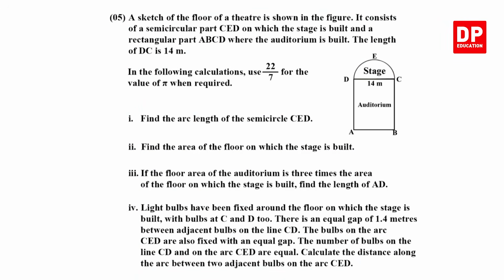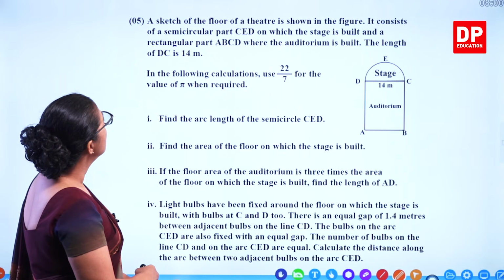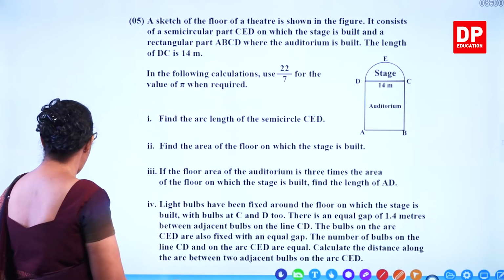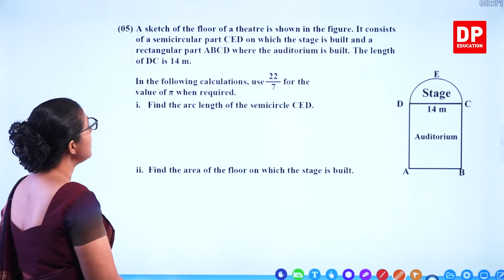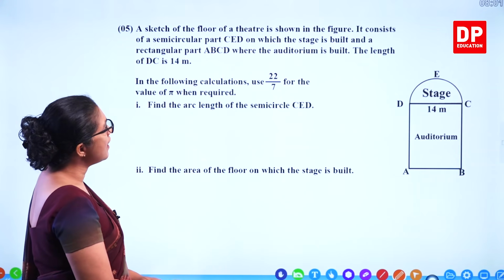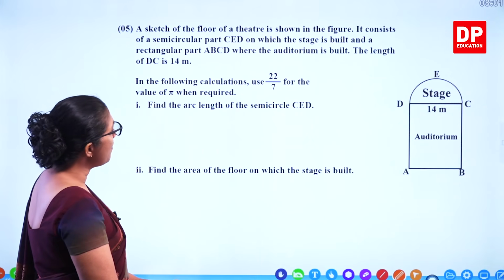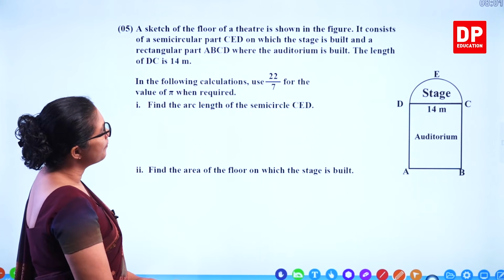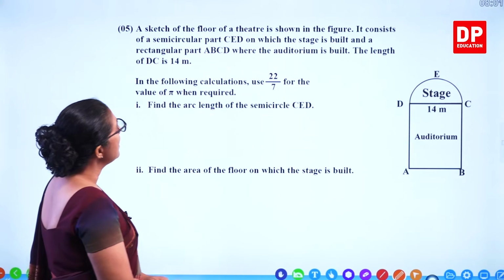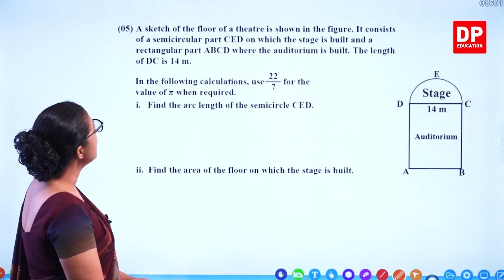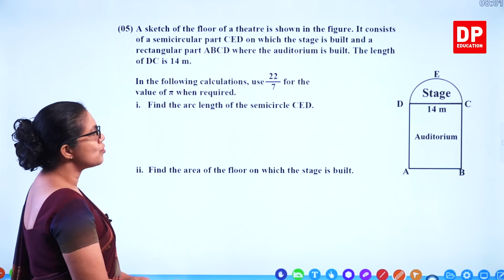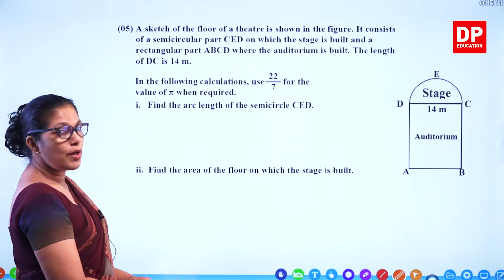Now try last question in paper 1. So this is about area. So 4 parts are there. We'll see how you can do it. Question number 5. A sketch of the floor of a theatre is shown in the figure. It consists of a semicircular part CED on which the stage is built and a rectangular part ABCD where the auditorium is built. The length of DC is 14 meters. In the following calculation, use 22/7 for the value of pi when required.